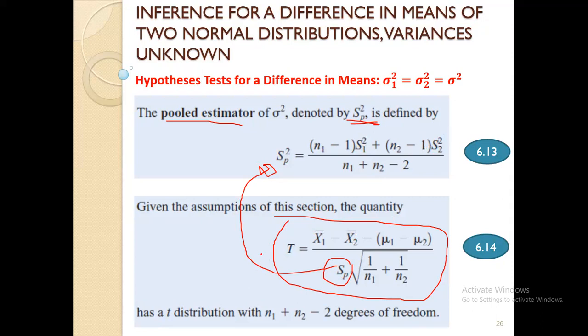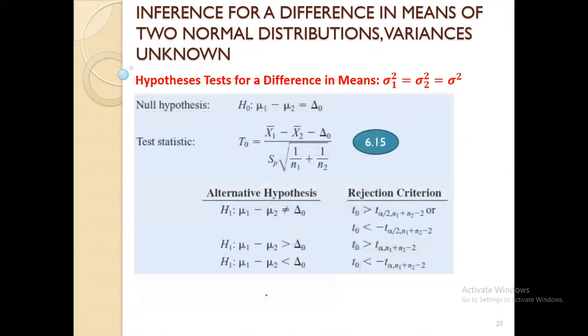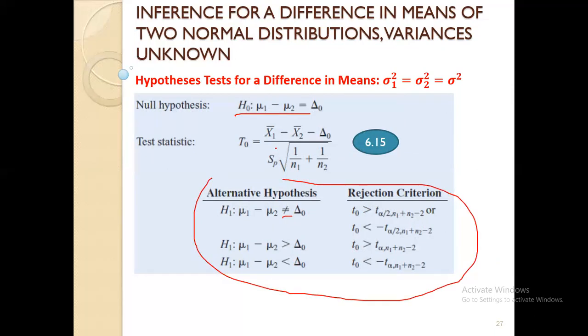For this case, we have two samples. The degree of freedom is n1 plus n2 minus 2. For one sample, it is n minus 1. Sorry, for one sample, n minus 1; for two samples, n1 plus n2 minus 2. This is the degree of freedom for the t test. And we also conclude about the hypothesis here. This is the null hypothesis, and the alternative hypothesis is not equal, greater than, or less than. This is the same, except for Sp and the formula right here.